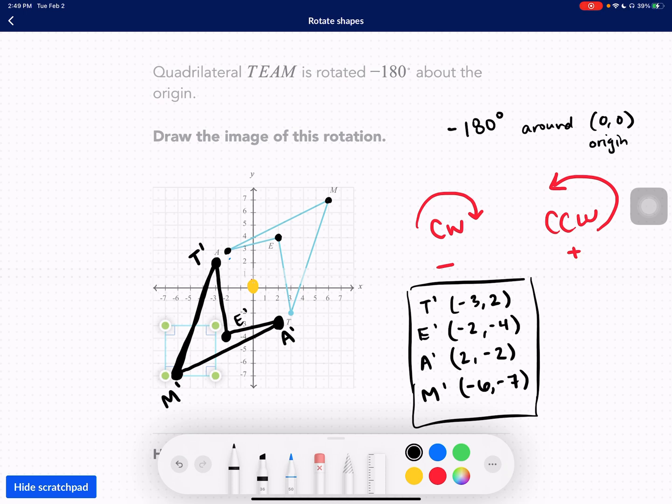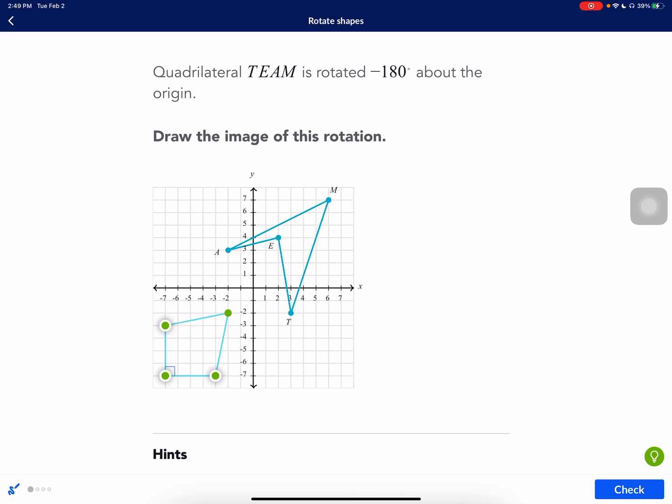So I'm going to actually go ahead and write them off to the side for myself while you jot those down. So I have -3, 2; -2, -4; 2, -2; and -6, -7. So I need to plot these points to make this shape. So I'm going to hide my scratch pad, and I'm going to drag these to the points where I need them. Okay, so I have one that's -3, +2, a -2, -4, a 2, -2 here, and then a -6, -7 right there.